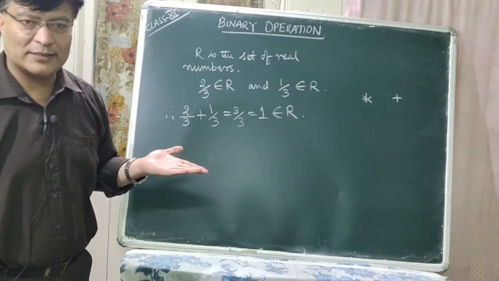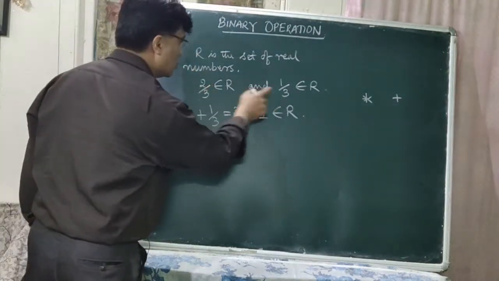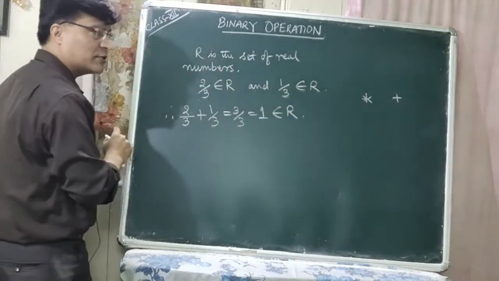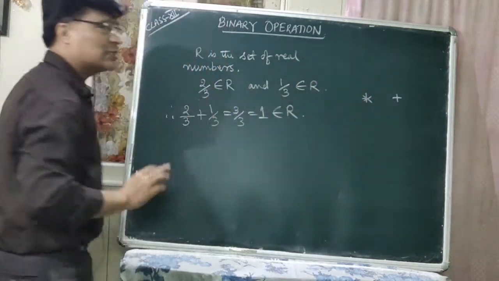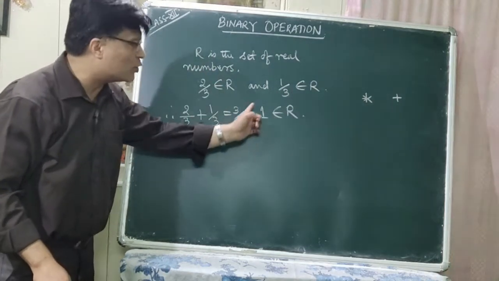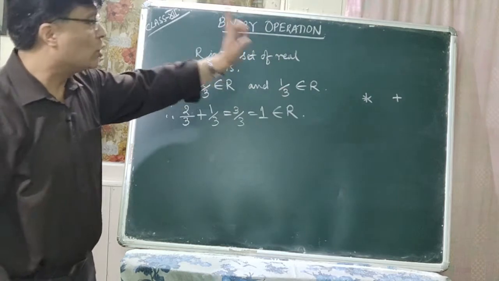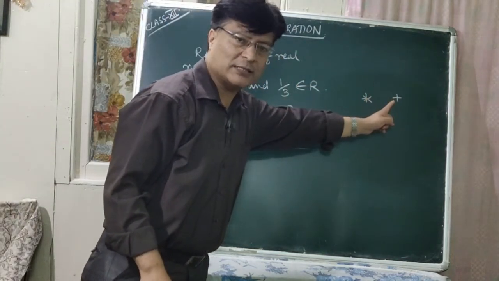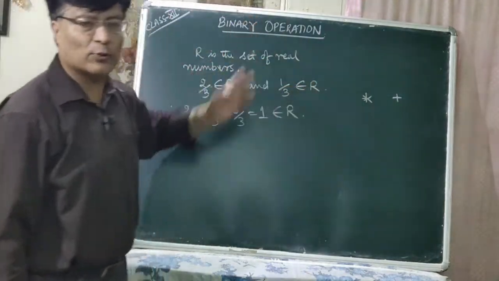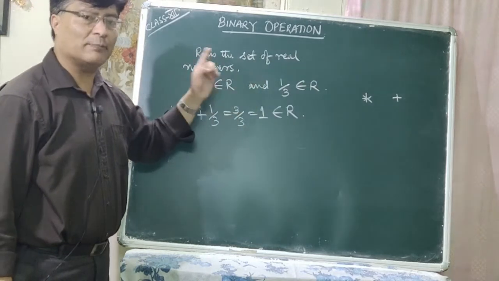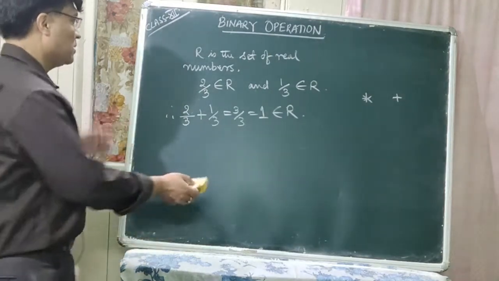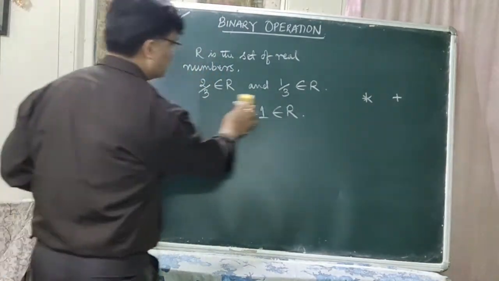So I think you have understood it. Let us take the two numbers 2 by 3 and 1 by 3 which belong to the set of real numbers, and let us take the operation as plus sign. So 2 by 3 plus 1 by 3 is equal to 3 by 3, which is equal to 1. That also belongs to the set of real numbers. So this plus, which is the addition, is a binary operation on the set of real numbers. So let us take the next example.